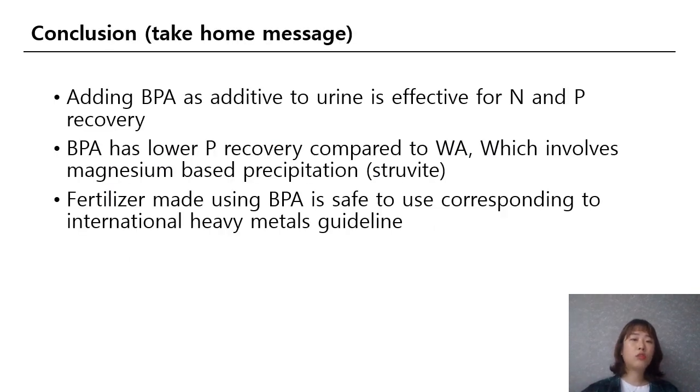Finally, conclusion. So adding BPA as additive to urine is effective for nitrogen and phosphorus recovery. And BPA has low phosphorus recovery compared to WA, but involves magnesium-based precipitation, such as Struvite. Fertilizer made using BPA is safe to use corresponding to international heavy metal guideline.